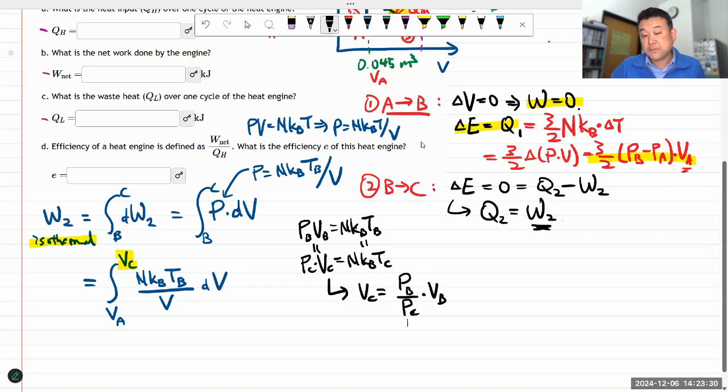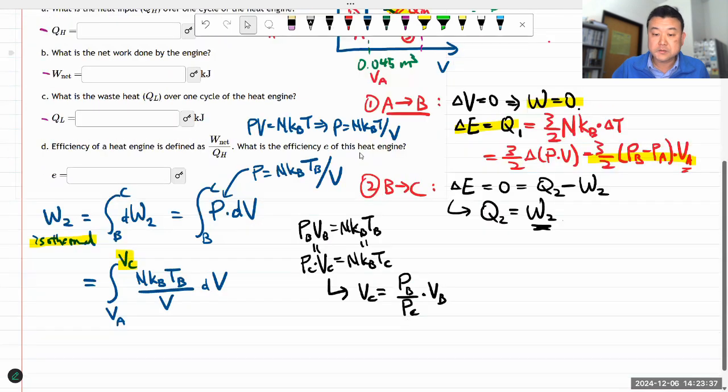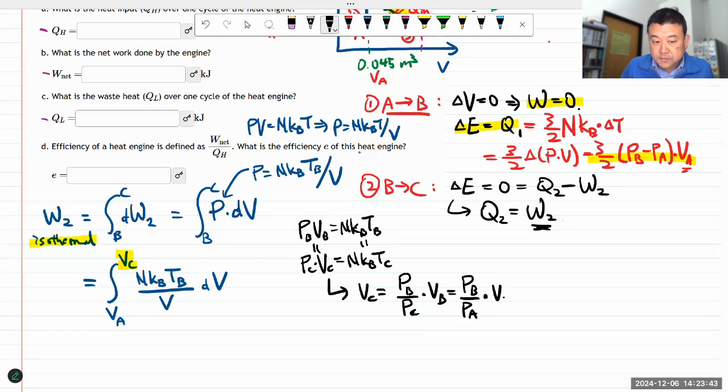Now this is where the PV diagram is helpful. Looking at the PV diagram, you can see that the pressure at C is the pressure at A. So I can simply write this as PB over PA times VB.